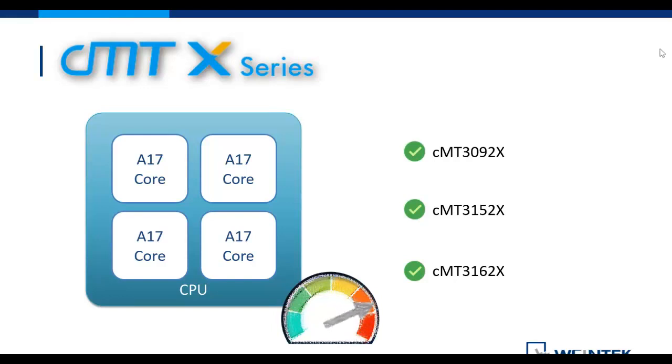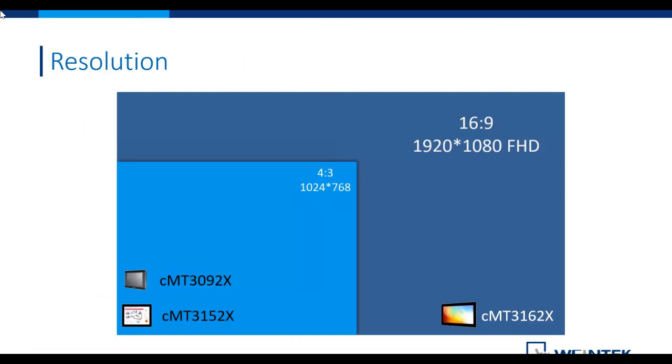So that's the key point of the X series, having the upgraded CPU and performance. Now let's look at their differences. I think we're probably more interested in the differences. First, the 3092 and 3152 more or less share the resolution with before, 4x3, with a resolution of 1024x768. But the 3162X is in a completely different league. It has a wide aspect ratio of 16x9, and the resolution is full HD, 1920x1080. So it's totally different.